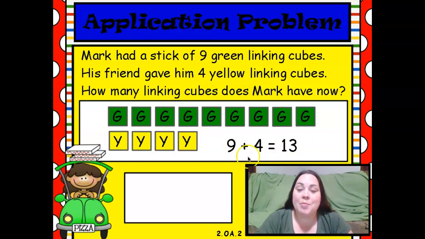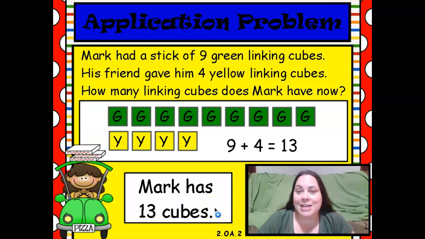So here's my number sentence. Now I need to use a word sentence, a statement. I need to answer my question. How many linking cubes does Mark have now? Go ahead and shout the answer out to me. Very good. I heard lots of friends say, Mark has 13 cubes, which is absolutely correct.